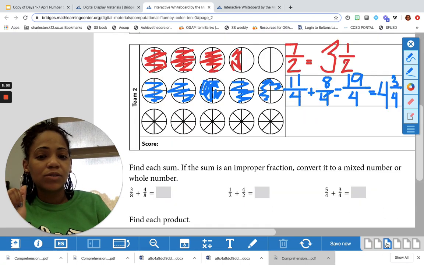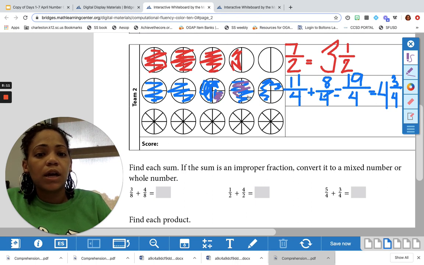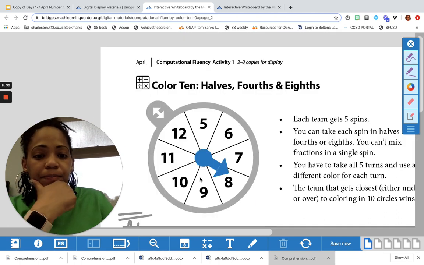Oh, and I didn't use a different color. Ugh, Miss Trammell. Let me color over that in the color I need. So I'll make this. So here was my 1, and then I had 4. That's 4, 5, 6, 7, and then 8 right here. So that's 8 fourths. Okay, now it's your spin.